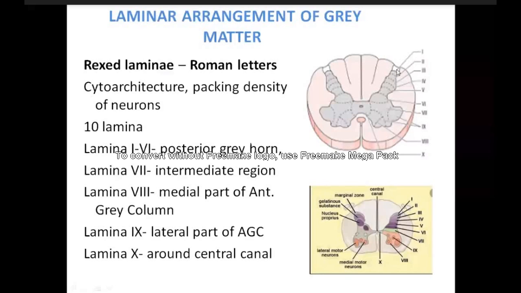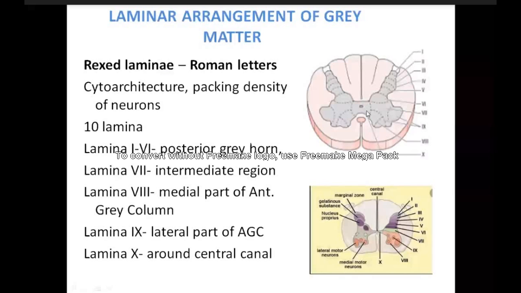Posterior horn has 1 to 6. All of 1 to 6 are present in the posterior horn. 7 is in the intermediate region, and lamina 8 is present in the medial part, so this is the medial part of the anterior horn. 9 is present in the lateral part of the anterior horn. And coming to lamina 10, it is present in the gray commissure. So this is the gray commissure, which contains the central canal. Around the central canal, here is lamina 10.